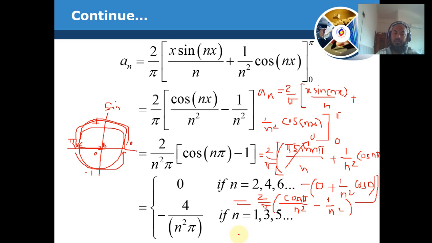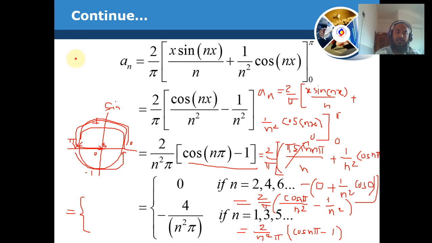Okay, so we will get 2 divided by n square pi, multiplied with cos n pi minus 1. So it's the same with this one. Alright, and then if n is equal to, let's say, 2, 4 and 6, that means n is an even number.